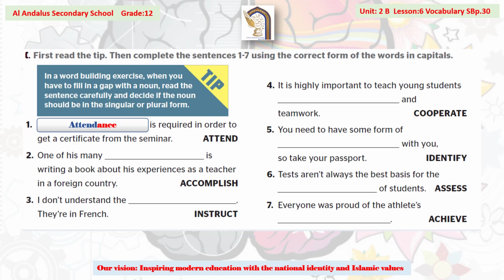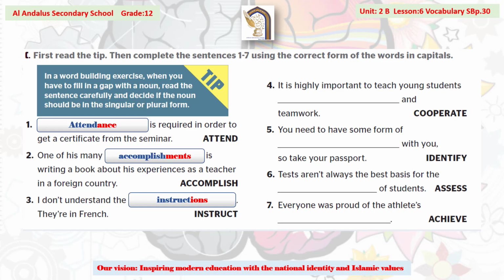Number 2, "One of his many ___ is writing a book about his experiences as a teacher in a foreign country." Yes, it's easy to work it out. Accomplishments. One of his many accomplishments is writing a book about his experiences as a teacher in a foreign country. Number 3, "I don't understand the ___. They are in French," with the verb instruct. So I don't understand the instructions. They are in French. Wonderful answer.